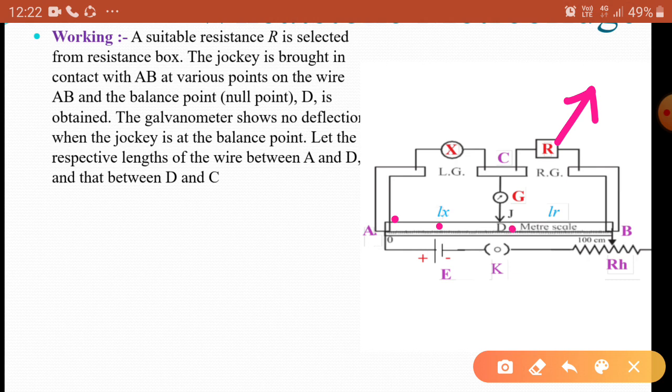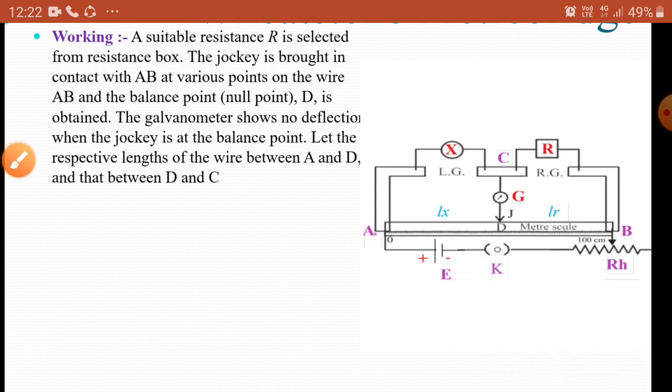The balance point or the null point D is obtained. That means the galvanometer shows zero deflection, and this point is known as the null point. That means point D is known as the null point or the balance point. Let I be the current passing through the circuit. See here, we have to explain.